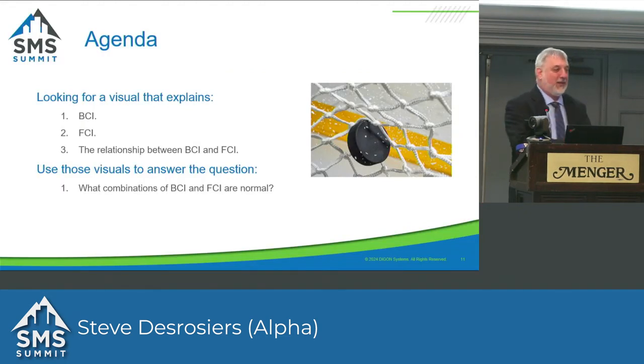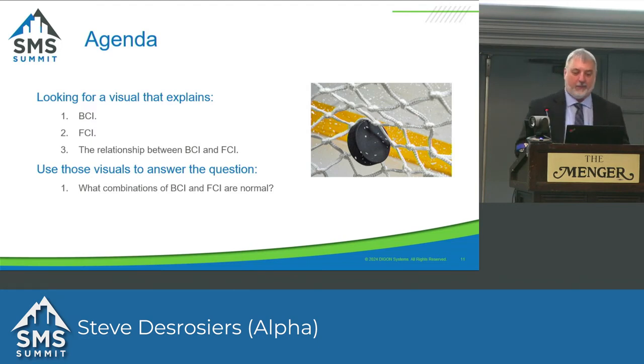So what am I going to talk about today? First, I'm trying to find some visuals that will help us explain FCI, BCI, and how they relate together. That was one mission. And then I want to use those visuals to say what combinations of BCI and FCI you can expect in a normal building. Are things normal or abnormal? I'll discuss what I mean by normal in a little while.